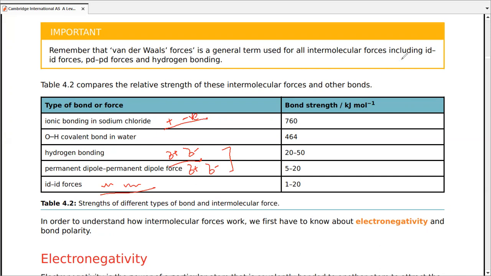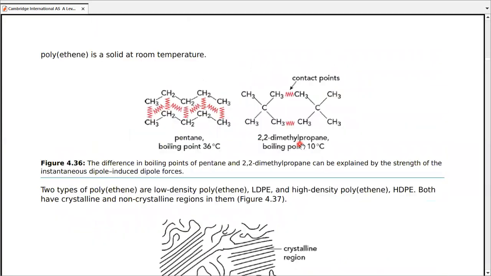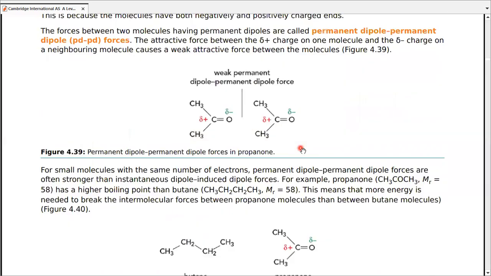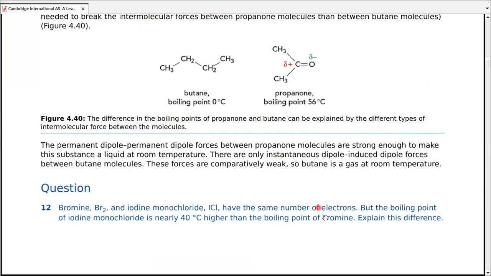That's how we are able to safely say that PD-PD forces often wind up being stronger in nature than ID-ID forces. And the same thing is mentioned over here with an example of butane and propanone. The permanent dipole-dipole forces between propanone molecules are strong enough to make the substance a liquid at room temperature. There are only instantaneous dipole-induced dipole forces between butane molecules. These forces are comparatively weak, so butane is a gas at room temperature. So it's not just the thermal properties or the attractive and repulsive forces, it's also about their state at room temperature, which we have discussed already too.